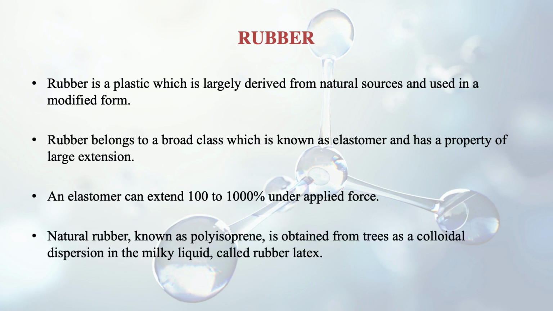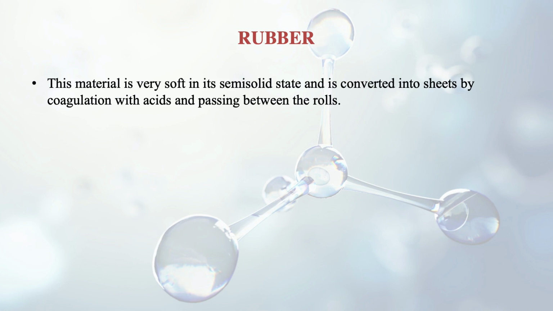Natural rubber, also known as polyisoprene, this is the chemical structure of rubber, is obtained from trees. There are certain trees from which rubber is obtained as a colloidal dispersion in a milky liquid known as rubber latex. This material is very soft in its semi-solid state and is converted into sheets by coagulation with acids and passing between rolls. So you put some acid in this rubber and then place it between the rollers, so sheets will be formed.